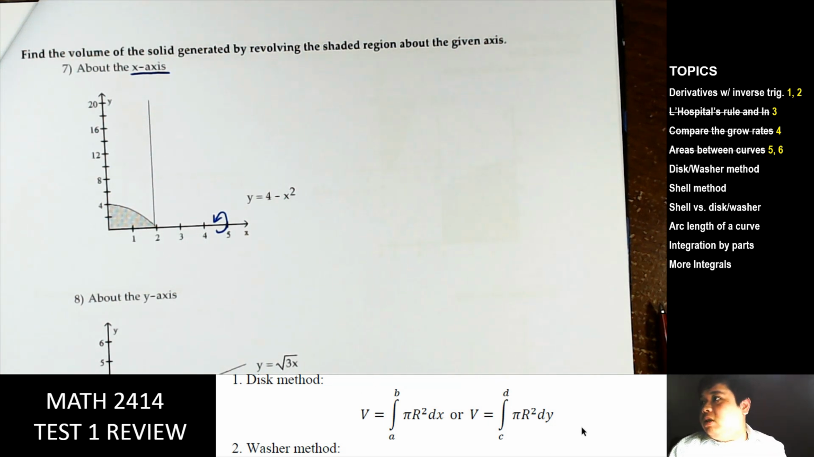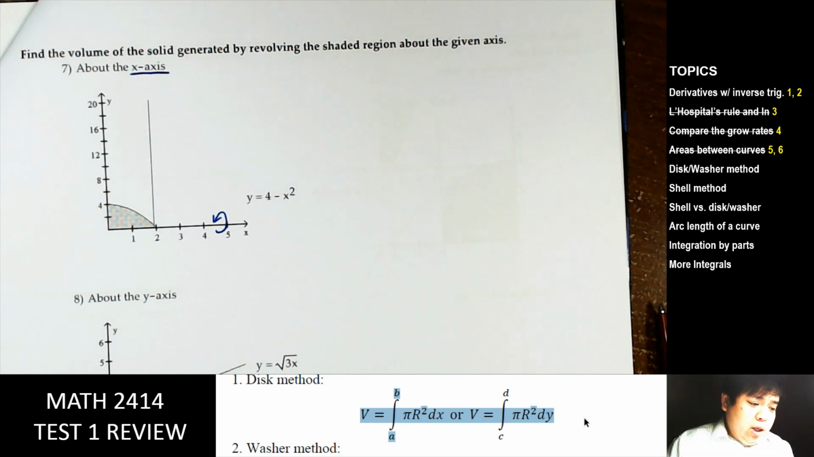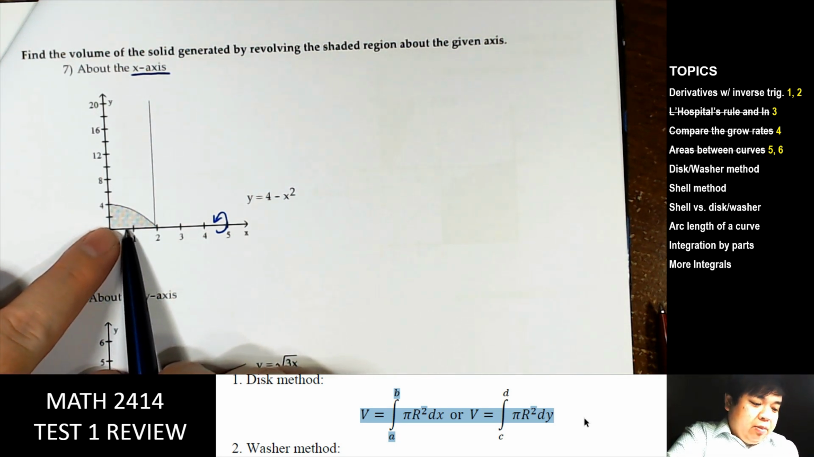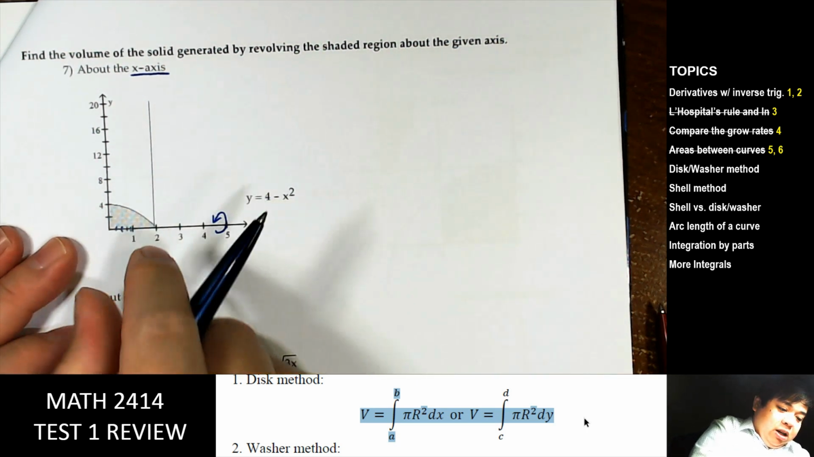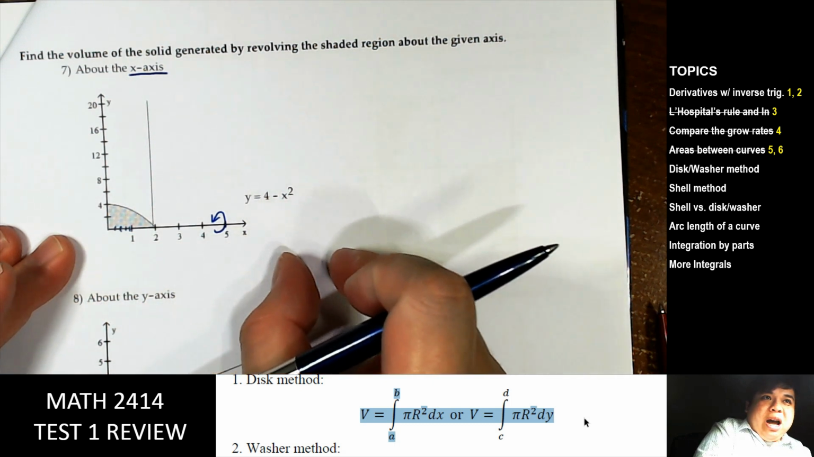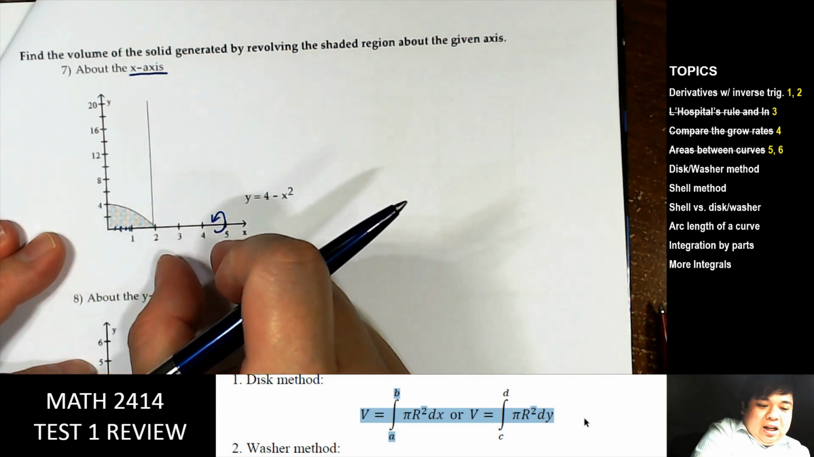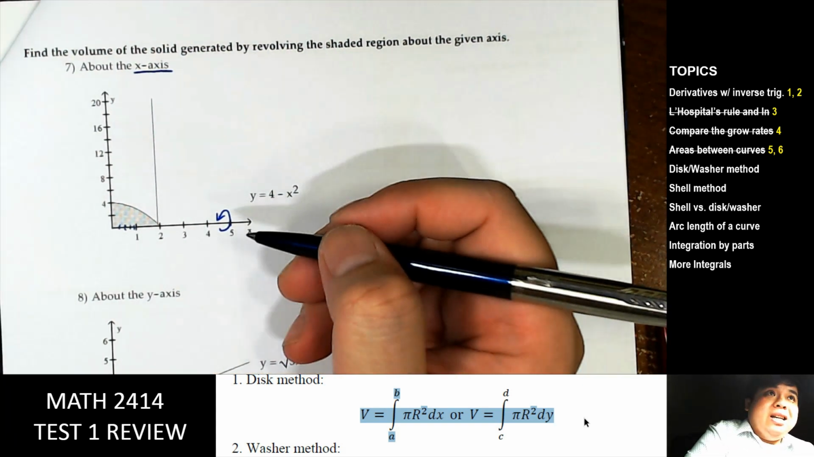Let me highlight the formulas. I don't know why I cannot highlight C and D. But we need to know if it is dx or dy. So remember, the main thing about the disk and washer versus the shell method: for the disk and washer, we let the increment be parallel to the axis of rotation. So we divide a little segment that will be parallel to the axis of rotation, the x-axis. So that is going to be dx.